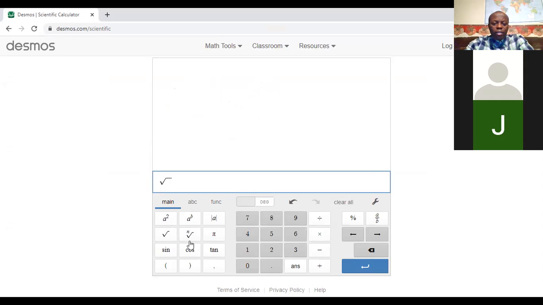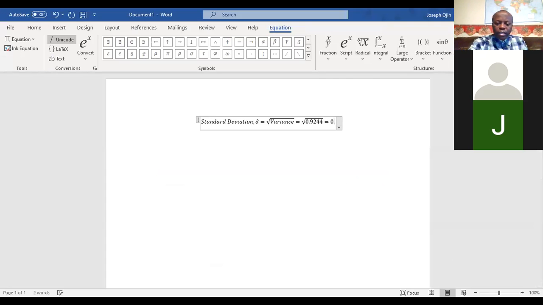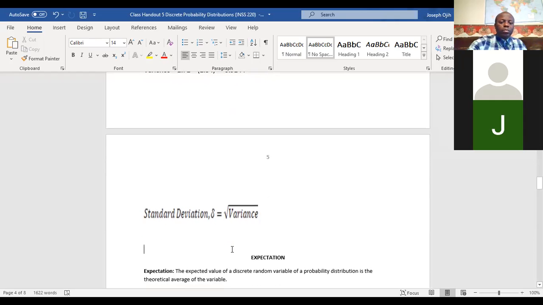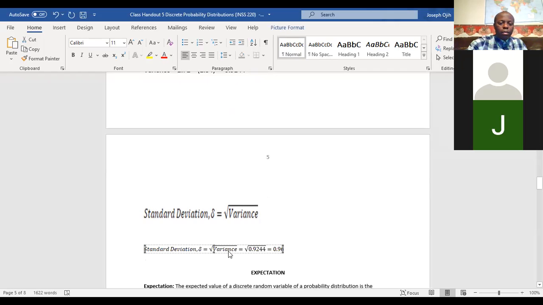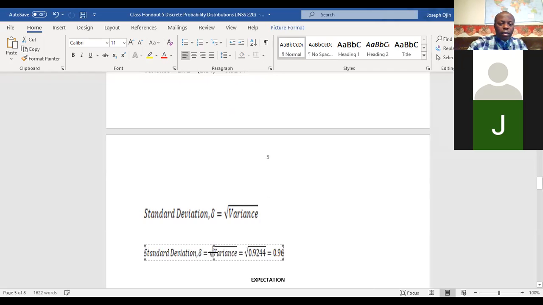Square root of 0.9244 is 0.96. Okay, 0.96. Now, I'll copy this and paste it in the main workbook, so we can have the answer right there.